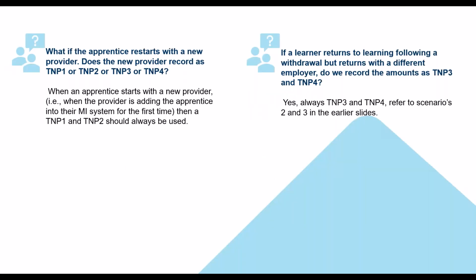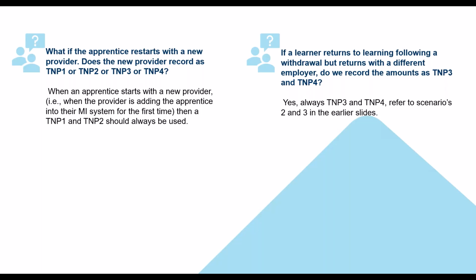Okay, the next question is, what if the apprentice restarts with a new provider? Does the new provider record as TNP 1 and 2 or TNP 3 and 4? When the apprentice starts with a new provider, i.e. the provider is adding the apprentice into their MI system for the first time, then a TNP 1 and 2 should always be used.